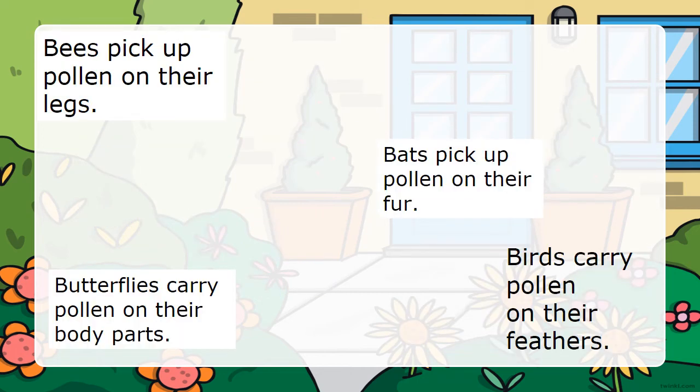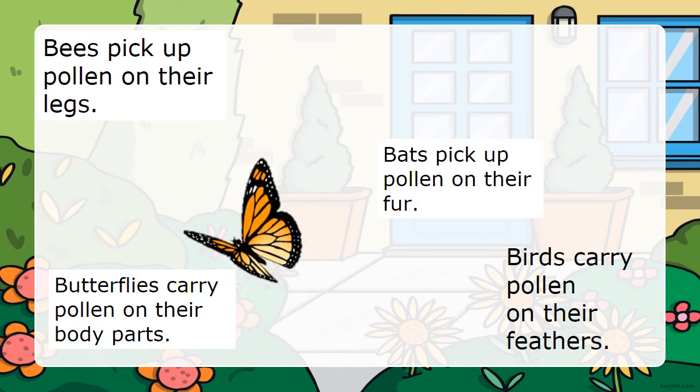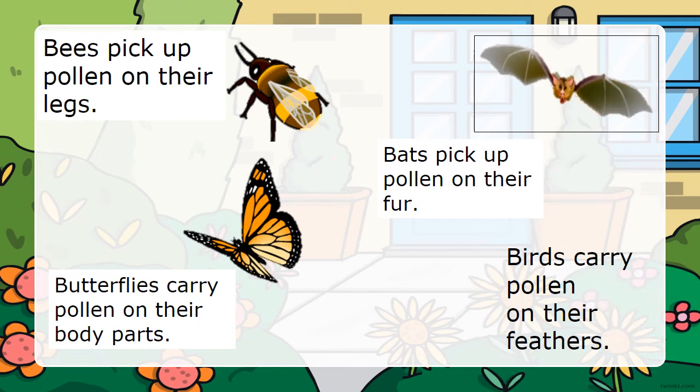Bees pick up pollen on their legs, butterflies carry pollen on their body parts. These are some other ways that seeds are scattered. Bats pick up pollen on their fur. Birds carry pollen on their feathers.